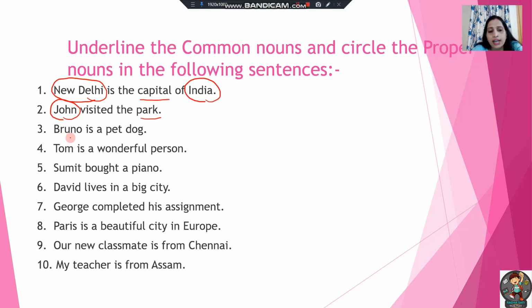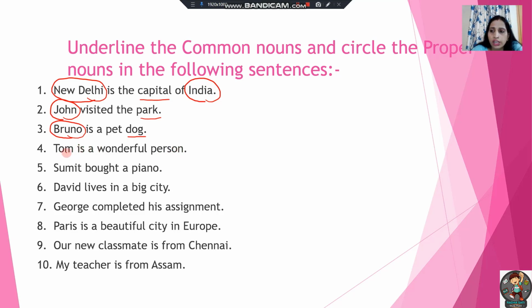Now in the third sentence, Bruno is a pet dog. So here it is the name of the dog. Okay, here we are talking about a particular dog. That's why it will be a proper noun. We will circle it. And dog will be a common noun. We will underline this.